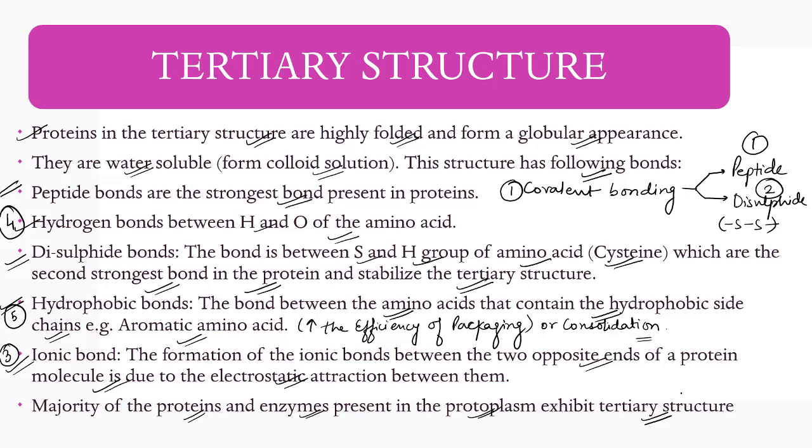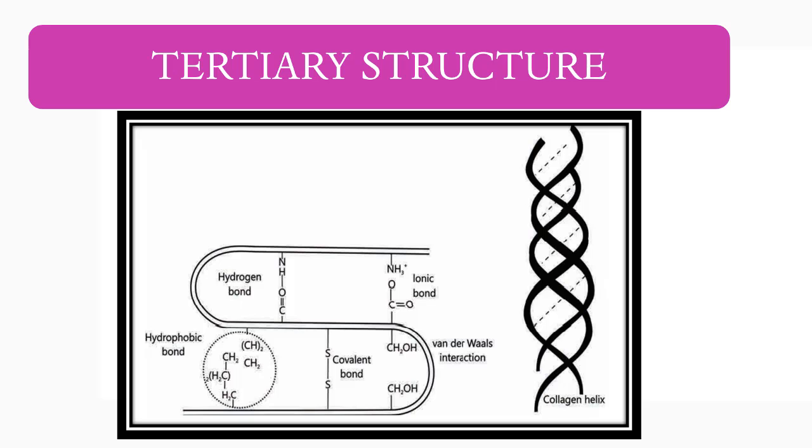Majority of proteins and enzymes present in protoplasm have tertiary structure, right? This is the tertiary structure. The hydrogen bond you can see between hydrogen and oxygen. This is the ionic bond between COO minus and NH3 plus. This is the ionic linkage, ionic bond. These are the hydrophobic bond of a hydrophobic chain alkyl group. This is disulfide linkage.